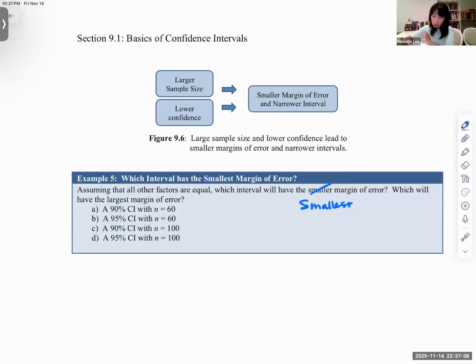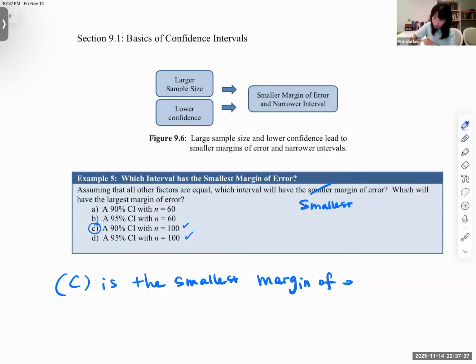Let's take a look at the smallest margin of error first. This one has a larger sample size, but lower confidence. So this will be the smallest one, right? So C is the smallest margin of error.